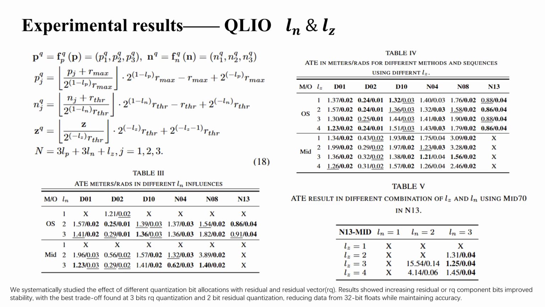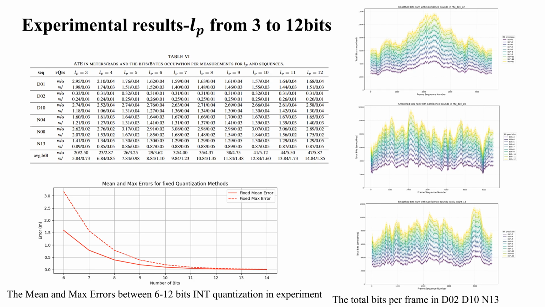RQRS optimizes LiDAR quantization, achieving 5.84 to 14.84 bits measurement with minimal precision loss. It compresses points via 3-bit residual vectors, reducing bandwidth to 1.5 KB per frame on MCD D10, enabling efficient SLAM on edge devices.